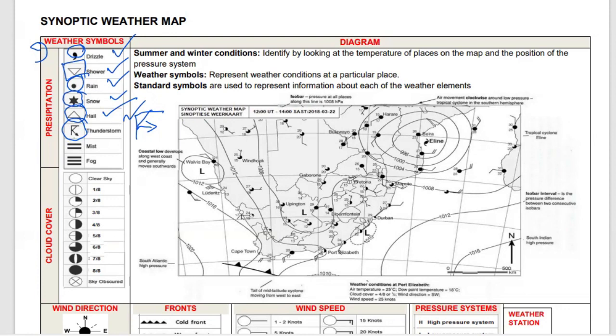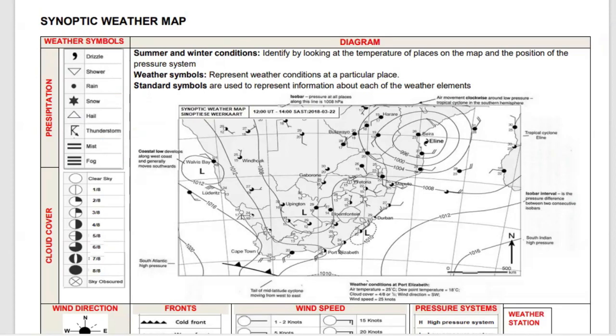Then we have those two lines parallel to each other. That is for misty condition. Then if there are three parallel lines, that is for foggy conditions. Right, so basically, you must try, as much as is possible, to remember these symbols as they are drawn, so that when you get a question which requires you to identify the weather element, you are able to figure it out from your mind.